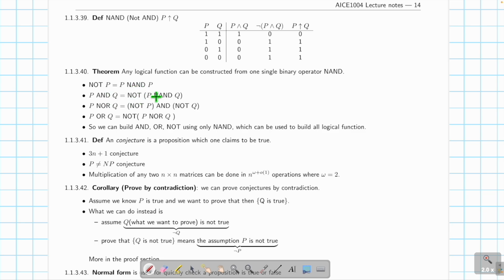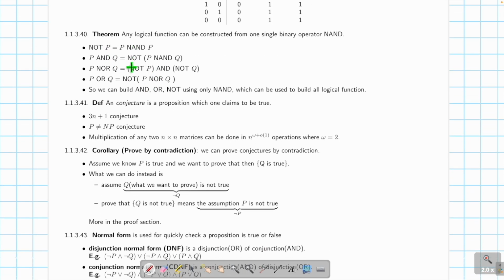Okay, it turns out if you know what NAND is, and if you define NAND like this, that means I just define that if P is 1 and Q is 1, I give a 0. Then with this funny logic formula, I can write any AND, OR, NOT using NAND. Any logic statement is just some AND, OR, NOT, right? So that means any logic statement is just a bunch of NANDs. This is in fact true. Any logic statement is just a bunch of NANDs. So this is a theorem, okay?